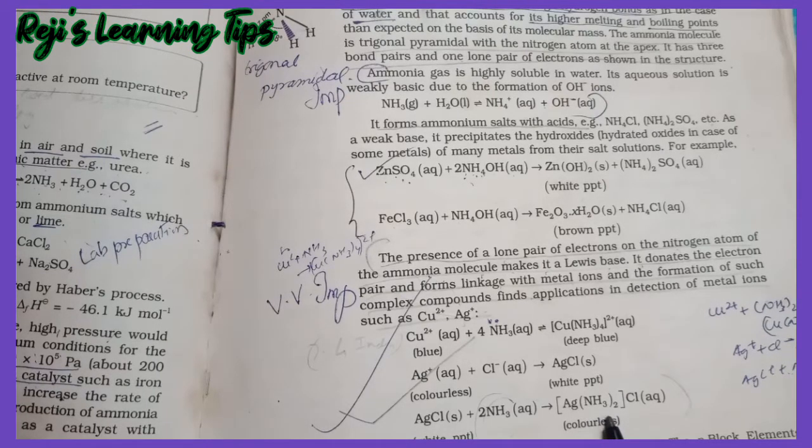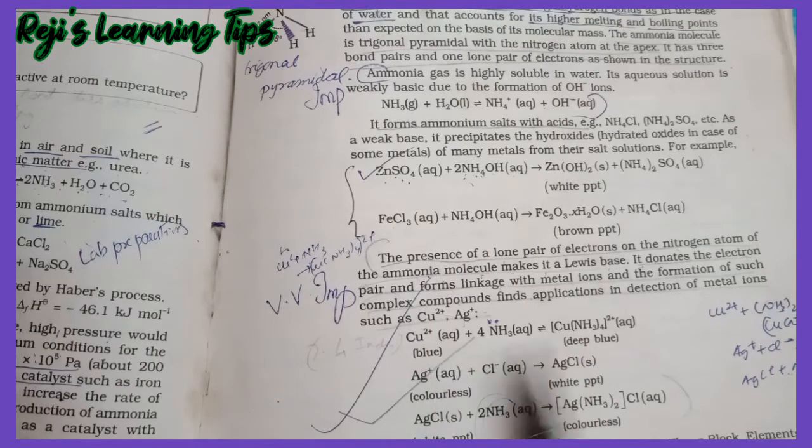Okay. So ammonia reacts with Cu2+ and Ag+. It gives corresponding colors. If we get deep blue, it is Cu2+ ions, and colorless means that it is Ag+ ions.